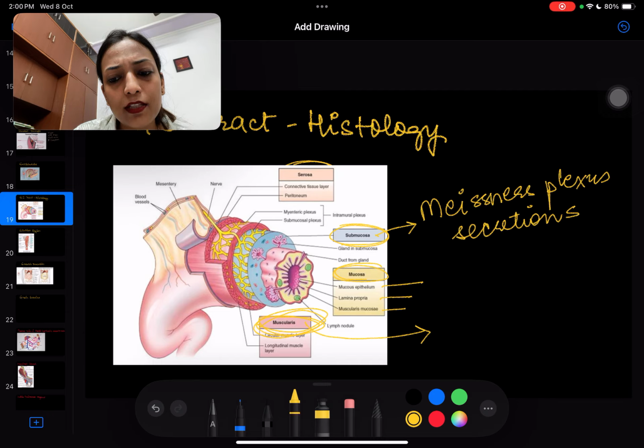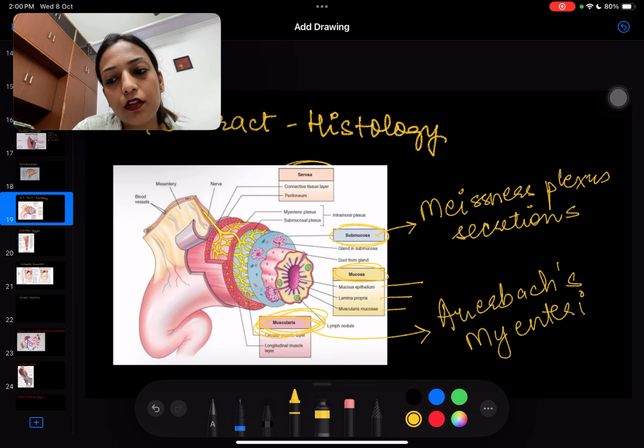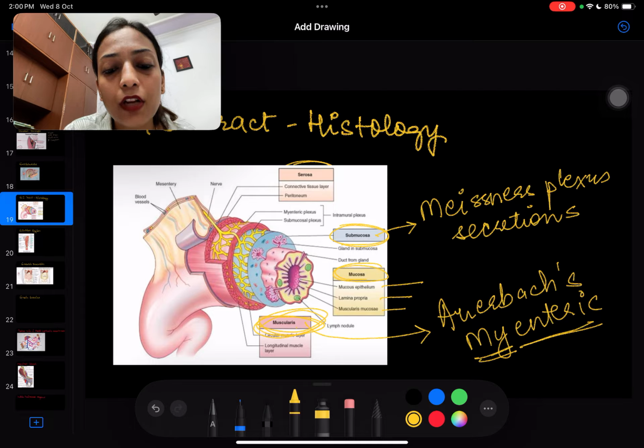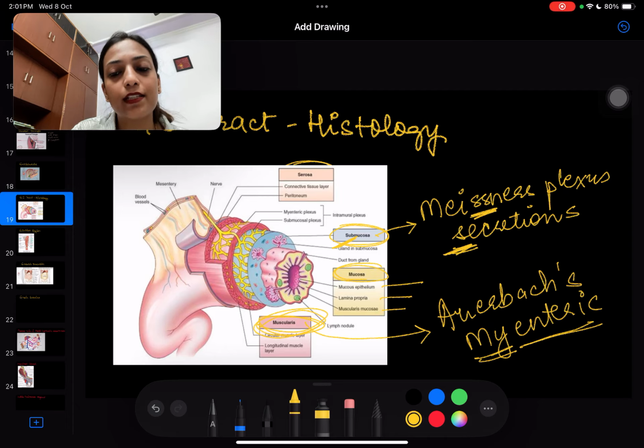So muscularis has Auerbach's plexus, or it is also known as Myenteric plexus, where my stands for myo or muscle and enteric means the enteric system or the alimentary canal. So in the muscularis layer, there is the Auerbach's plexus or the Myenteric plexus, whereas the Meissner's plexus, which is associated with secretions, is in the submucosa. You can also remember it as submucosa, secretions, Meissner's, SSS, if you want to. That's how I used to remember.